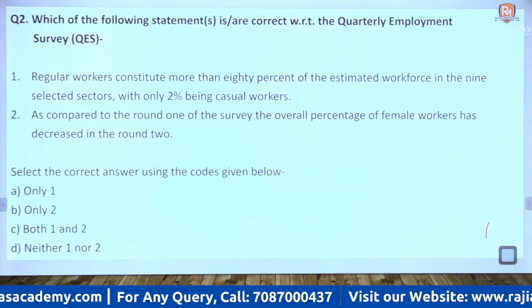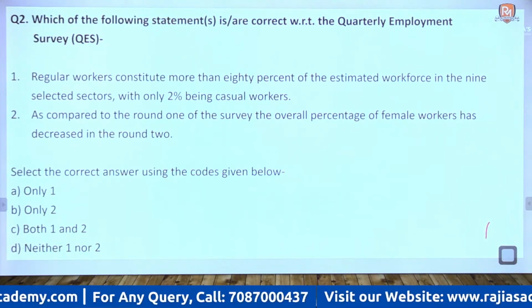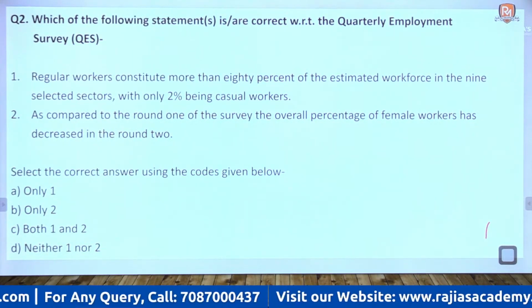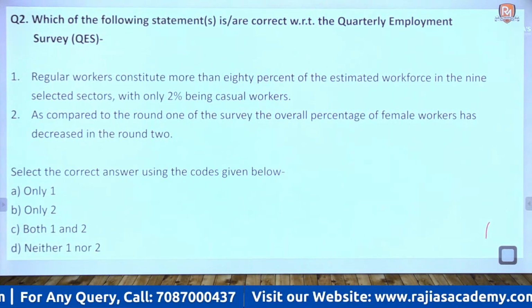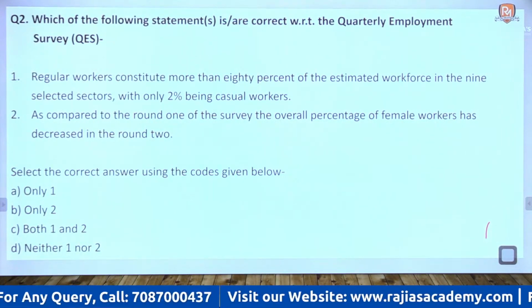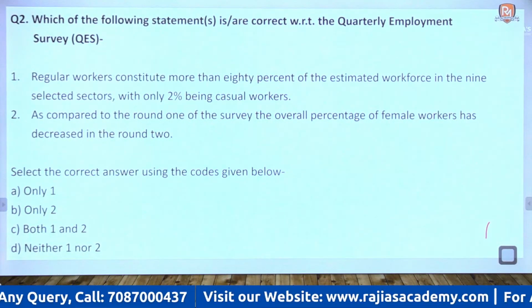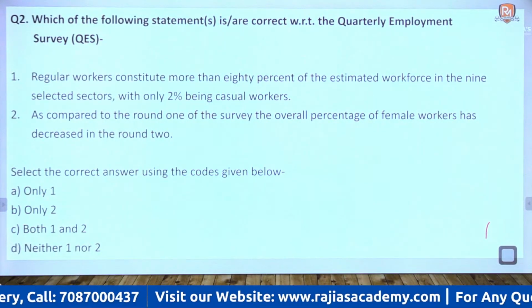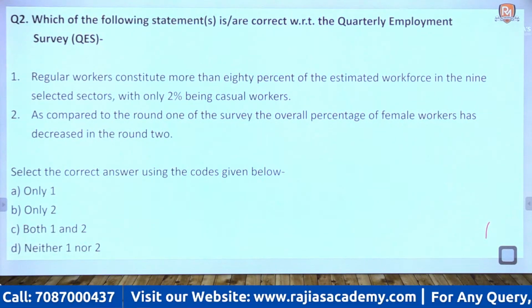So Rohit is saying answer would be C. Yes, the rest of you? Okay, Asha says C, Surbhi says A, Ahana says A.